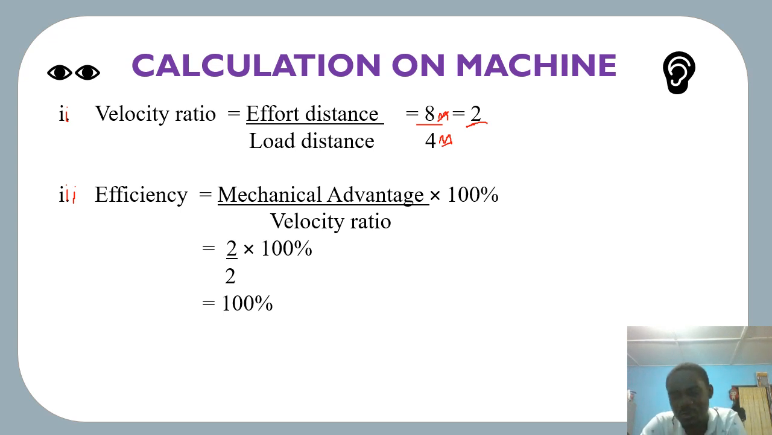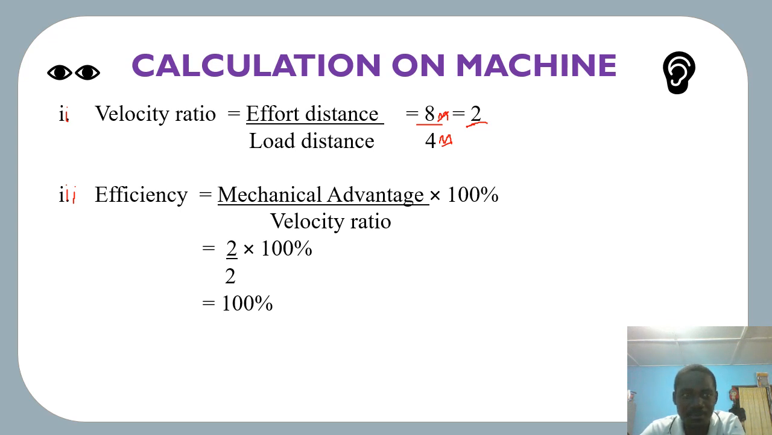100%. We are saying that no machine is 100% efficient. So why are we getting 100% here? It's because of the calculation. We just chose the figures for the calculation and it ended up this way. There is no machine on this earth that can work 100% for you.